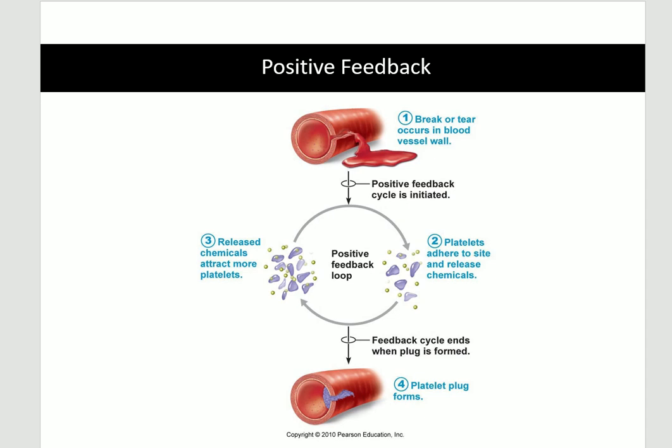If this example were a negative feedback loop, it wouldn't work because you'd bleed a little, clot a little, bleed a little, clot a little, bleed a little, clot a little. So you never actually would close off that bleed if it was a negative feedback loop. So that's why positive feedback loops are important, to plug a bleed or pop a baby out, for example.